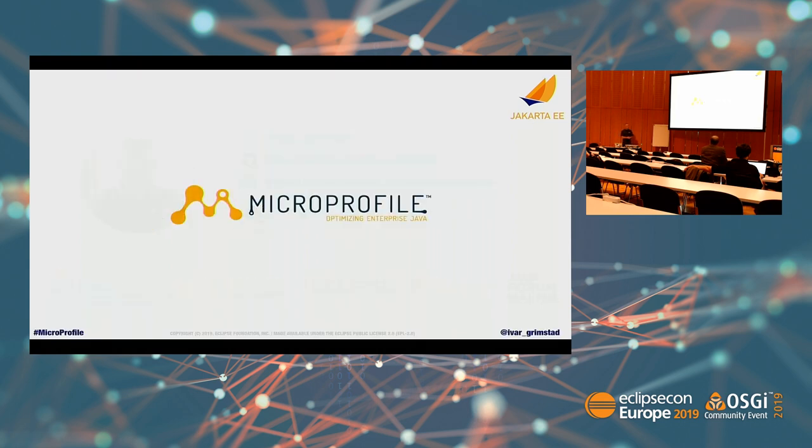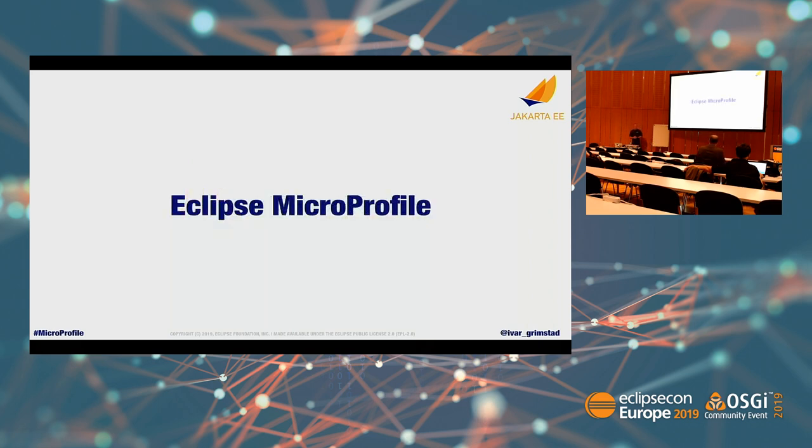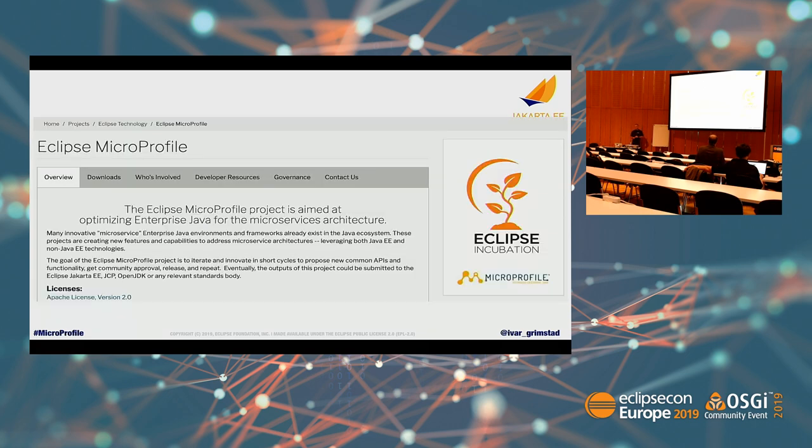So, today's talk is about MicroProfile. And MicroProfile is actually currently Eclipse MicroProfile, because it is an Eclipse project. So if you navigate to the project pages at the Eclipse Foundation, you'll find MicroProfile there. And the mission of MicroProfile is to optimize enterprise Java for creating microservices. So it builds on a foundation of enterprise Java technologies and adds some stuff on top of it, so you can use that to create microservices.